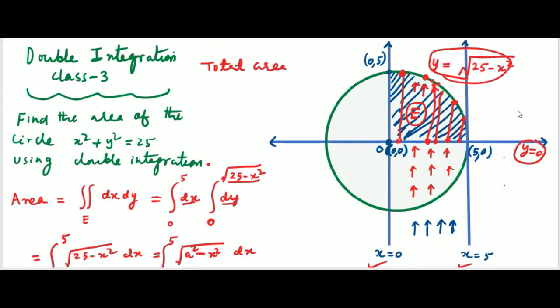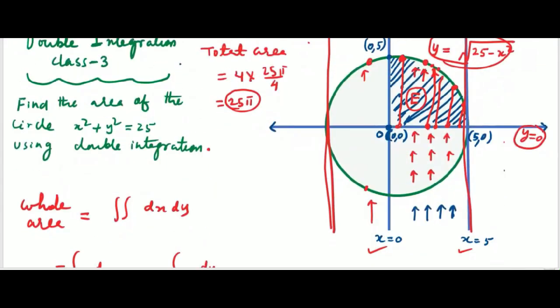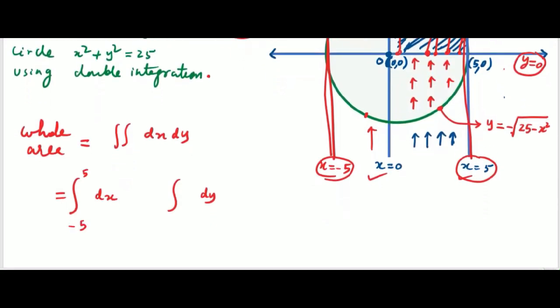Area will be equal to 4 into 25 pi by 4, which you find directly from pi r square. Here you need to know something: the equation of the lower half is different from the upper half. Here y will be minus square root of 25 minus x square. Because when you solve, you get y plus or minus. The upper part we have taken plus, the lower part will be minus. The limits go from x is minus 5 to x is 5. You check.